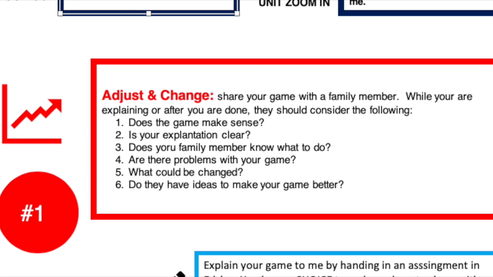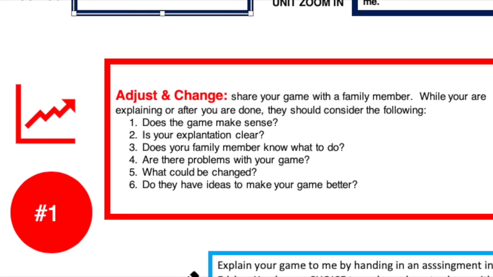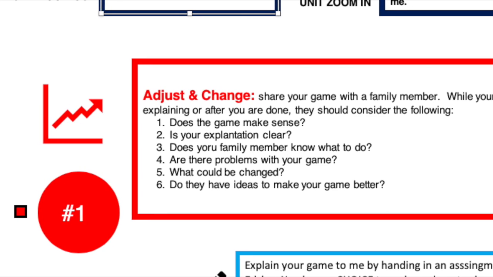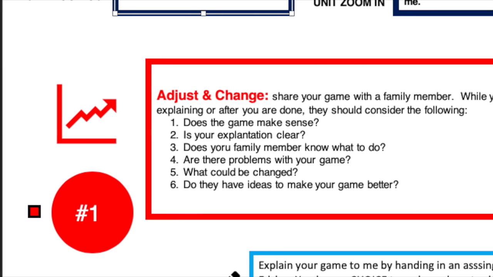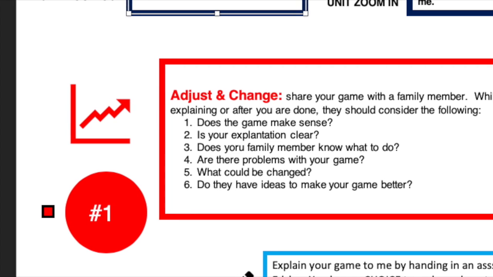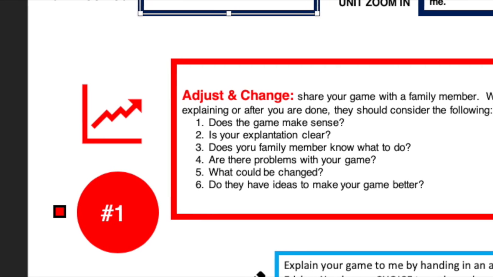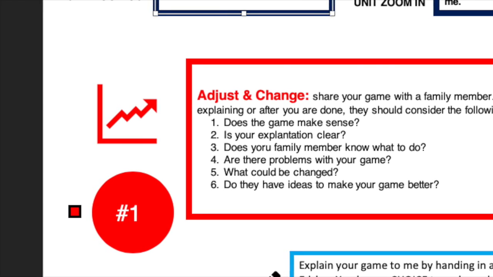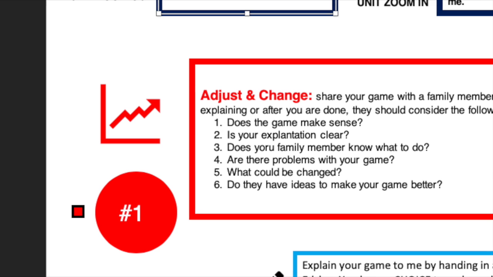Importantly, when you're done, you're sharing it with a family member so that they can give you some feedback. These are the 4 areas. You can, of course, go off of this list, but these are the 4 areas that I would recommend. Were your explanations clear? Are there any problems with your game? What could be changed? And do they have any ideas to make your game better?